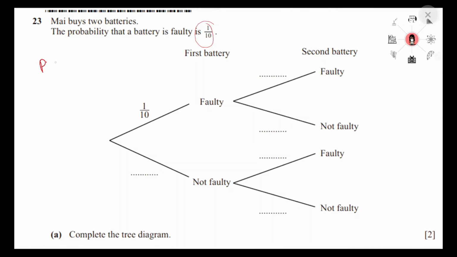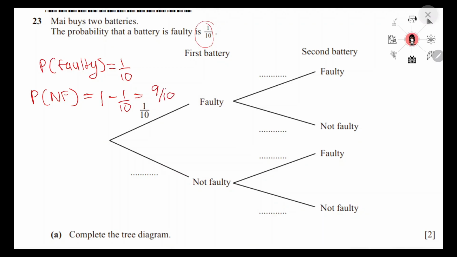So if the probability of faulty is equal to 1 by 10, then the probability of not faulty should be equal to 1 minus 1 by 10, giving us 9 by 10. Therefore the answer here would be 9 by 10, and we'll repeat the same to all these branches. Faulty would be 1 by 10, not faulty 9 by 10. Same here. And so that's the answer.